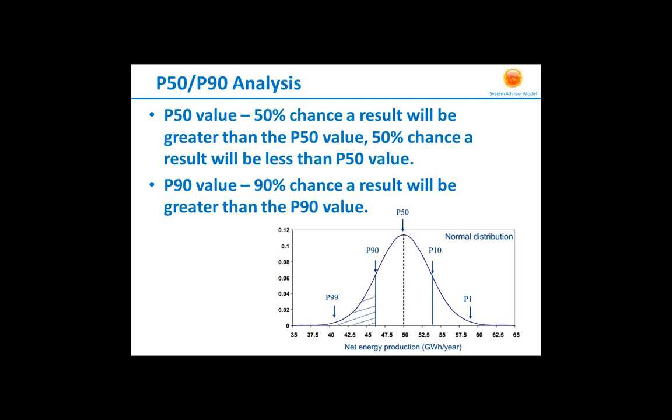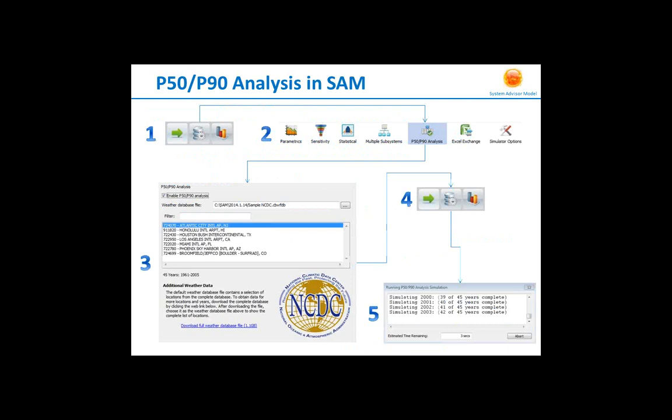In SAM, P50, P90 analysis can be performed in a few easy steps. First, you click on the Configure Simulations icon, which is represented by the gear and worm, and provides access to many of the tools that can be used to perform more advanced analysis in SAM, such as parametric analysis, sensitivity analysis, and P50, P90 analysis. It's located directly next to the green arrow that you use to start a SAM simulation.